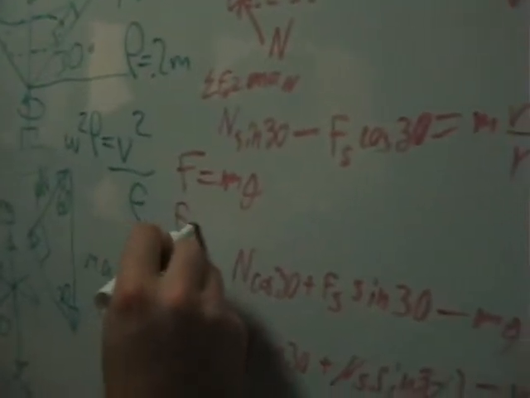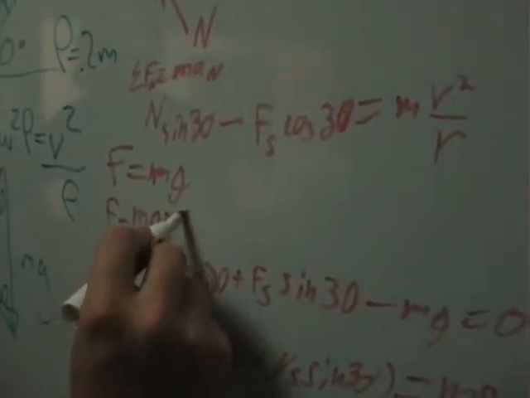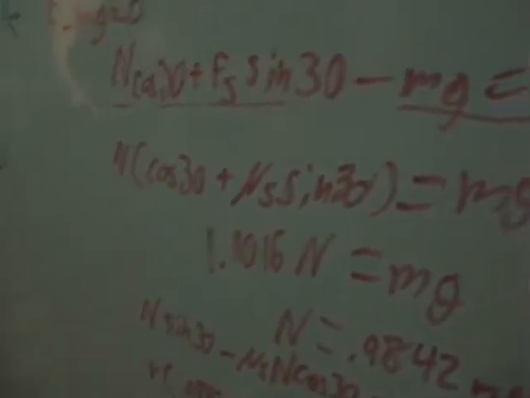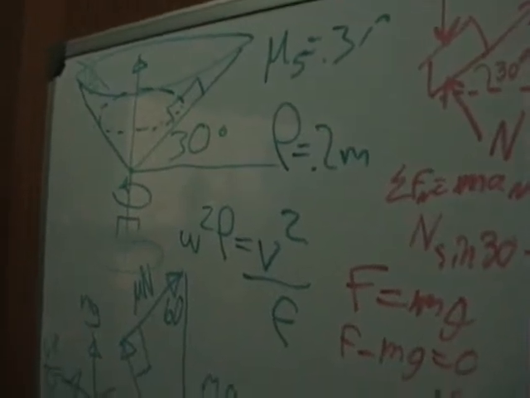F equals mg. So F minus mg equals 0, and that is this. Oh, okay. So this plus y was up. Yeah, that makes sense. I'll have to look over that before it sinks in. I think I want to do a couple of problems like this before we get the test.